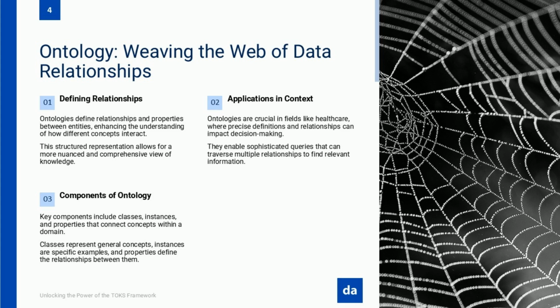Consider a real-world example in the field of agriculture. An ontology-based system could integrate data from weather stations, soil sensors, satellite imagery, and crop yield records. This would allow farmers and agricultural scientists to make more informed decisions about planting times, irrigation schedules, and pest control measures. The ontology would define relationships between concepts like soil type, crop varieties, weather patterns, and pest outbreaks, enabling sophisticated analyses that could significantly improve crop yields and sustainability.